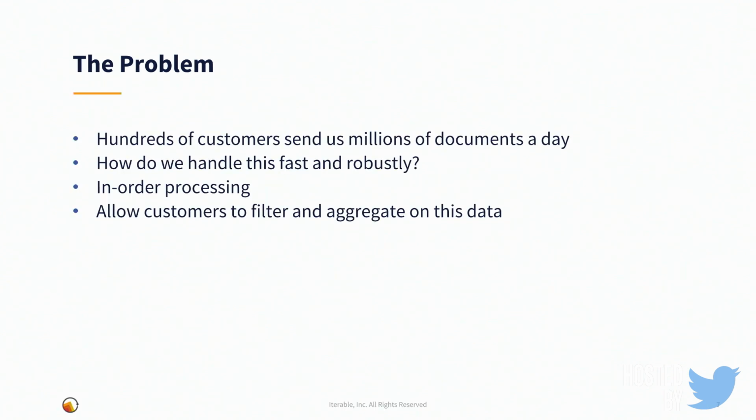So the problem, as you've probably gathered, is that we have a ton of user data coming in. So how do we design our data pipeline to be able to handle the ingest, process the data in the order that we receive them, and then make that data useful to the businesses that sent them?